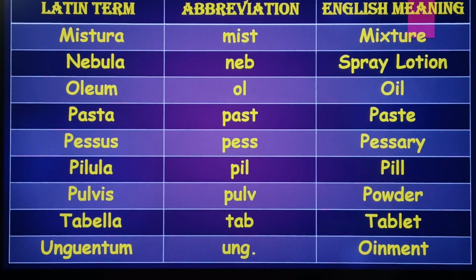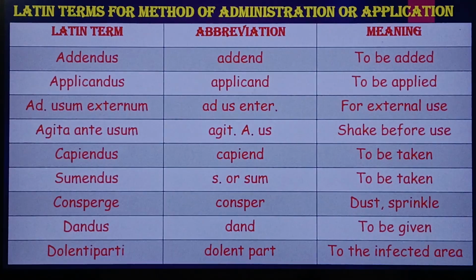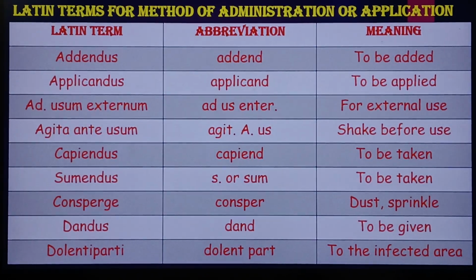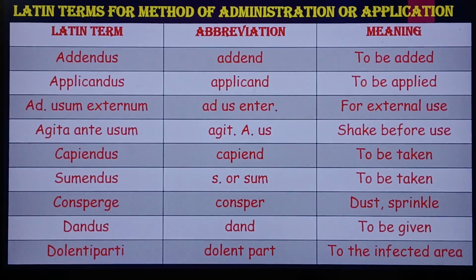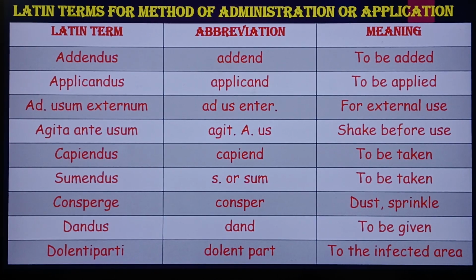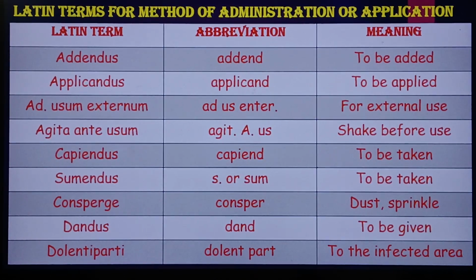Now we will study the Latin terms for the method of administration or application. First, addendus, to be added; applicandus, to be applied; ad usum externum, ad us ext, for external use. Next is agita ante usum, agit ante us, shake before use. Capiendus, capiend, to be taken. Sumendus, sum, to be taken. Conspergere, consperg, dust or sprinkle. Dandus, dand, to be given. Dolenti parti, dolent part, to the infected area.